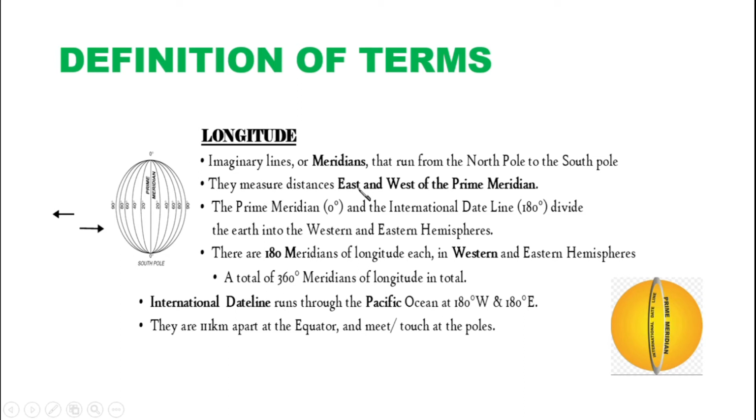They measure distances east and west of the prime meridian. There are 180 meridians of longitude in each of the western and eastern hemispheres. Therefore, there is a total of 360 degrees of meridians of longitude.